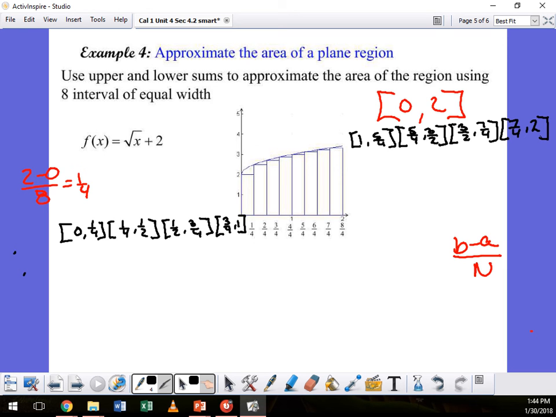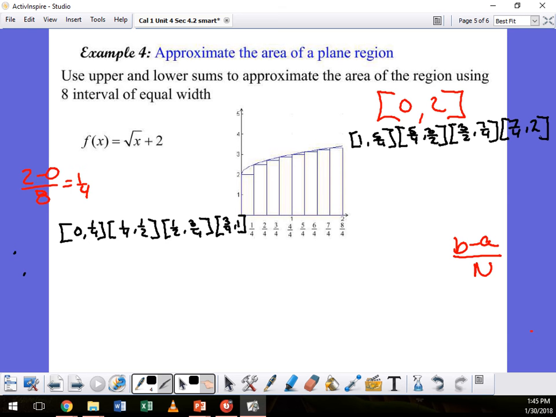So I have all my intervals. Now, these are going to be what shape? Rectangles, right? Big, long, skinny ones. Since these are going to be rectangles, I'm going to have to figure out the area. What is the area of a rectangle? Length times width. My width for every single one of these is going to be how much? 1/4.